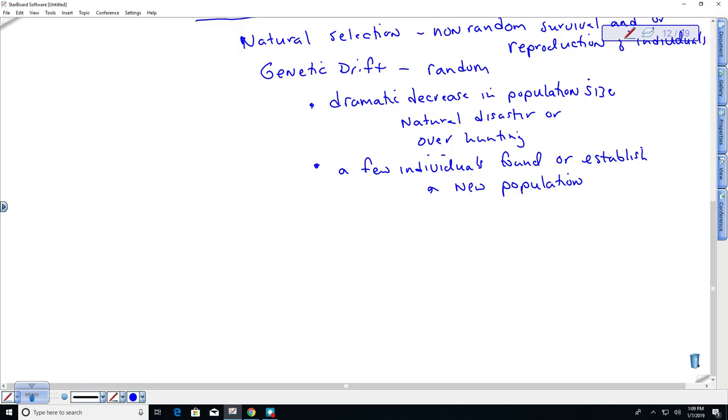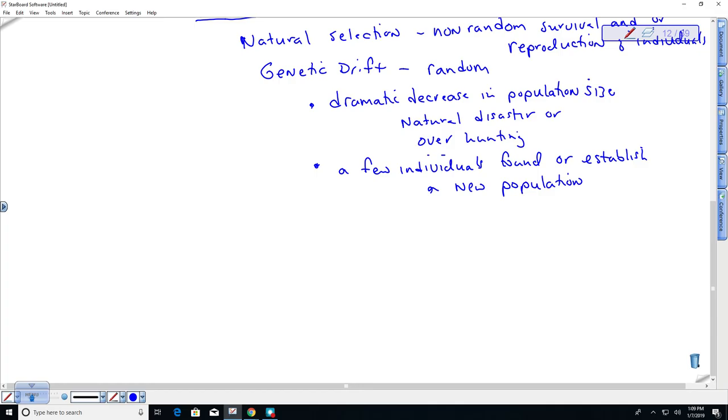So let's talk about this example. Did the rock pocket mice mutate because of the dark coloration of the soil? Did they mutate because of that? No. Remember that mutations are random. So under define a mutation, you need to have the word random. And mutations are changes in the genetic material or the DNA.